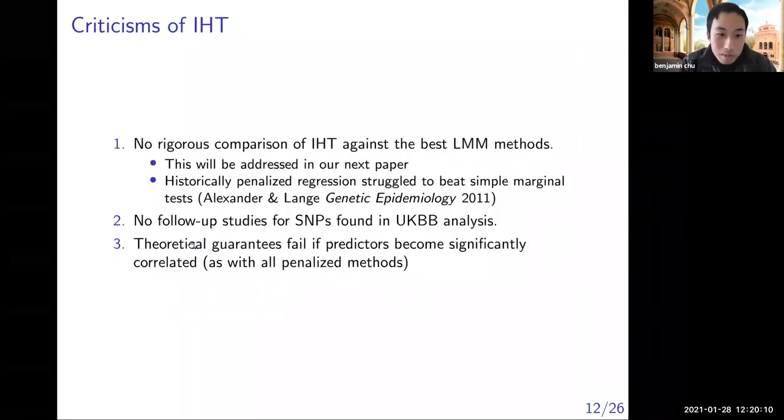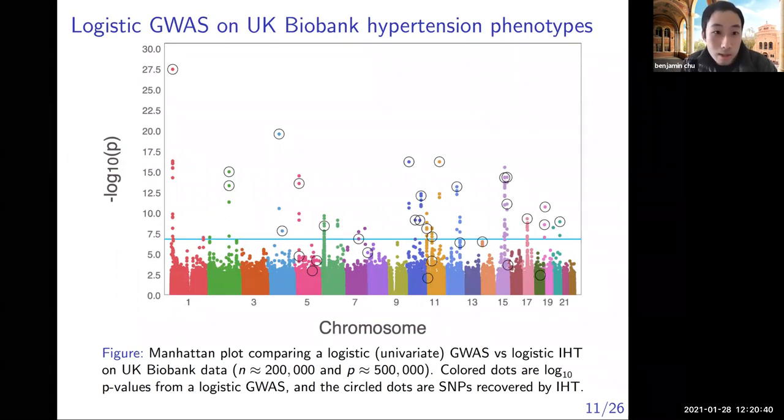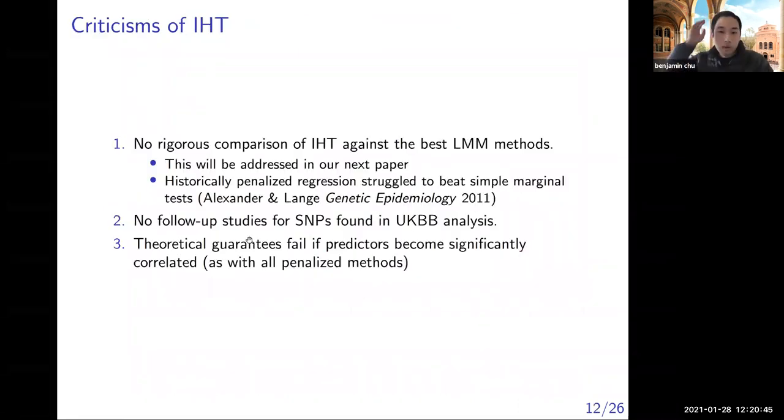And finally, this is perhaps the biggest concern, which is that these penalized regression methods have very nice theoretical guarantees, right? They will converge and they will converge to the correct solution usually. But those guarantees don't work if your predictors are correlated, right? So for instance, in GWAS, if you have half a million SNPs, that's okay. But if you have like 5 million SNPs, then maybe too many of those SNPs will be too correlated. So in that case, we're not super sure how these methods will work. So these are just some criticisms.